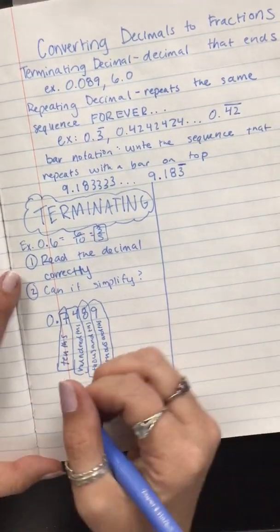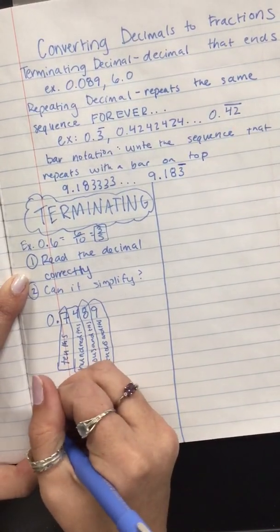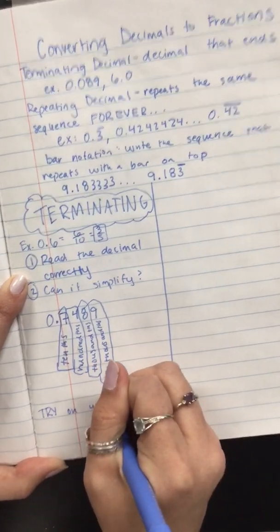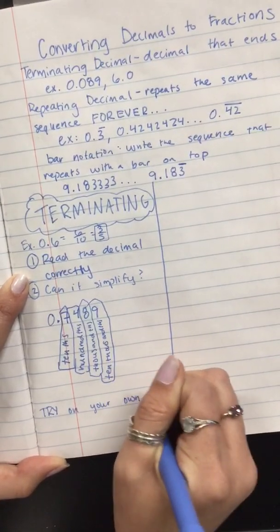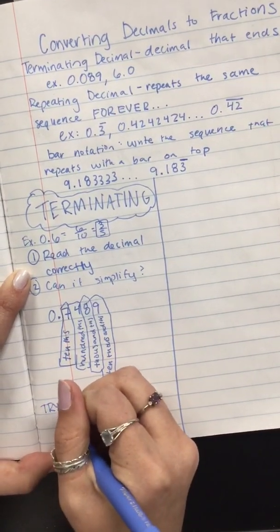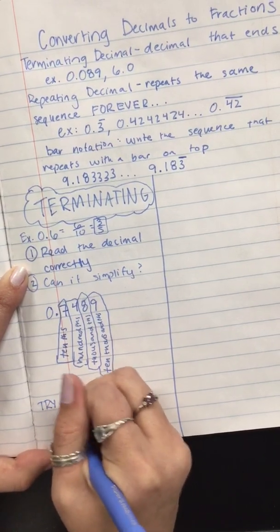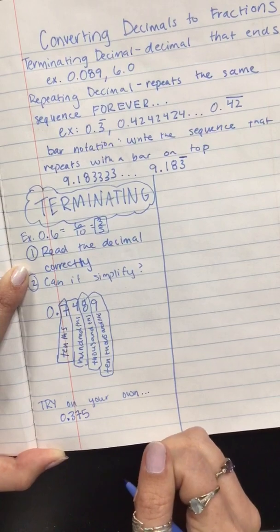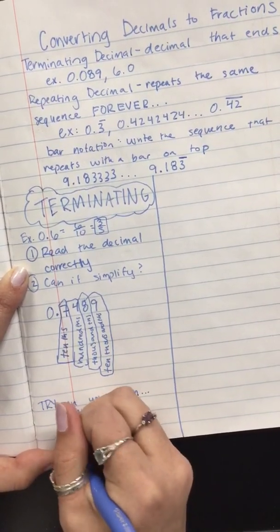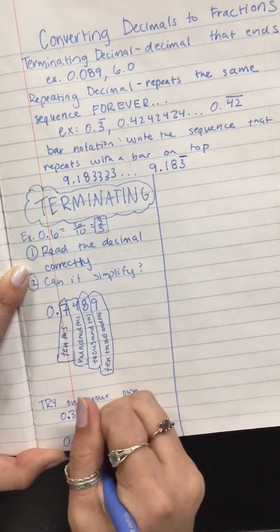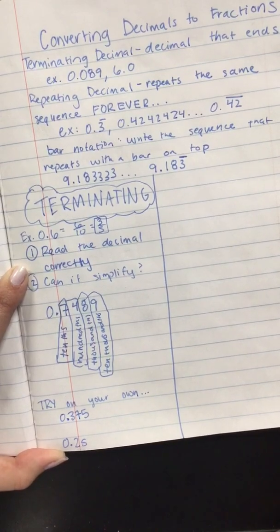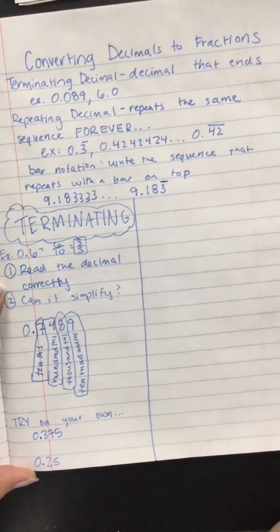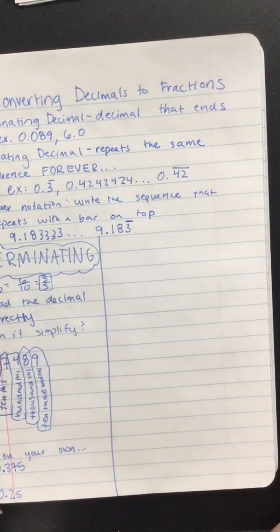Then I'm going to have you do a try it on your own. So go and try on your own to change these decimals to fractions. So I have 375 thousandths and I have 25 hundredths. Go ahead and do those and I will come around and check those while you guys are doing this. Then next we're going to move on and do the repeating section.